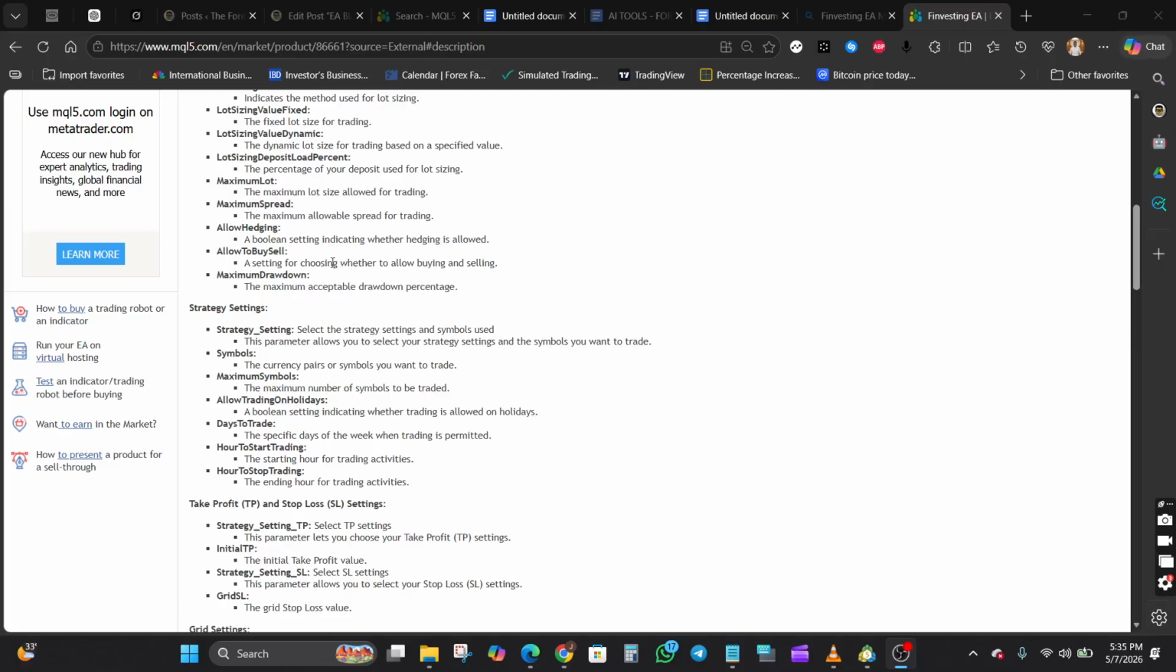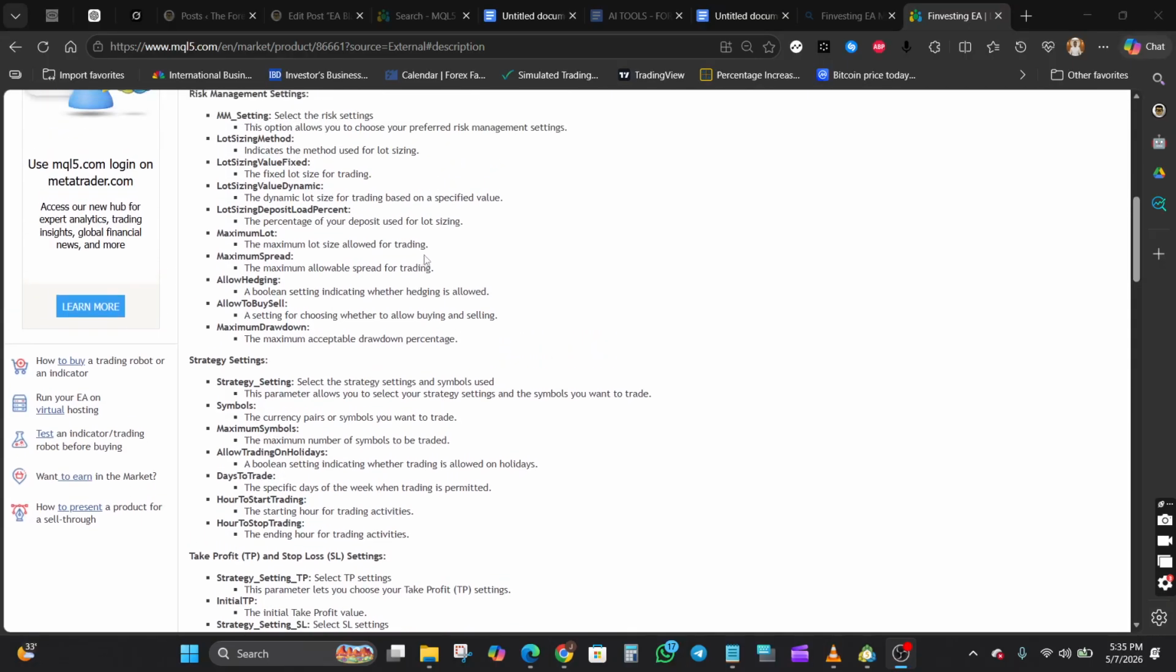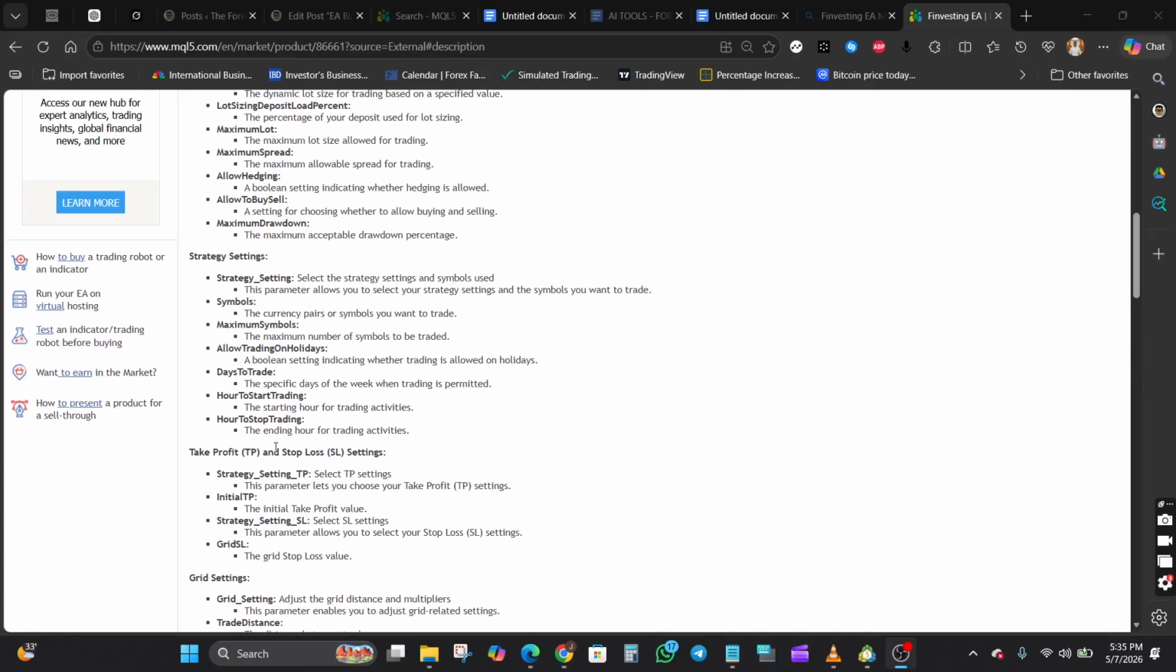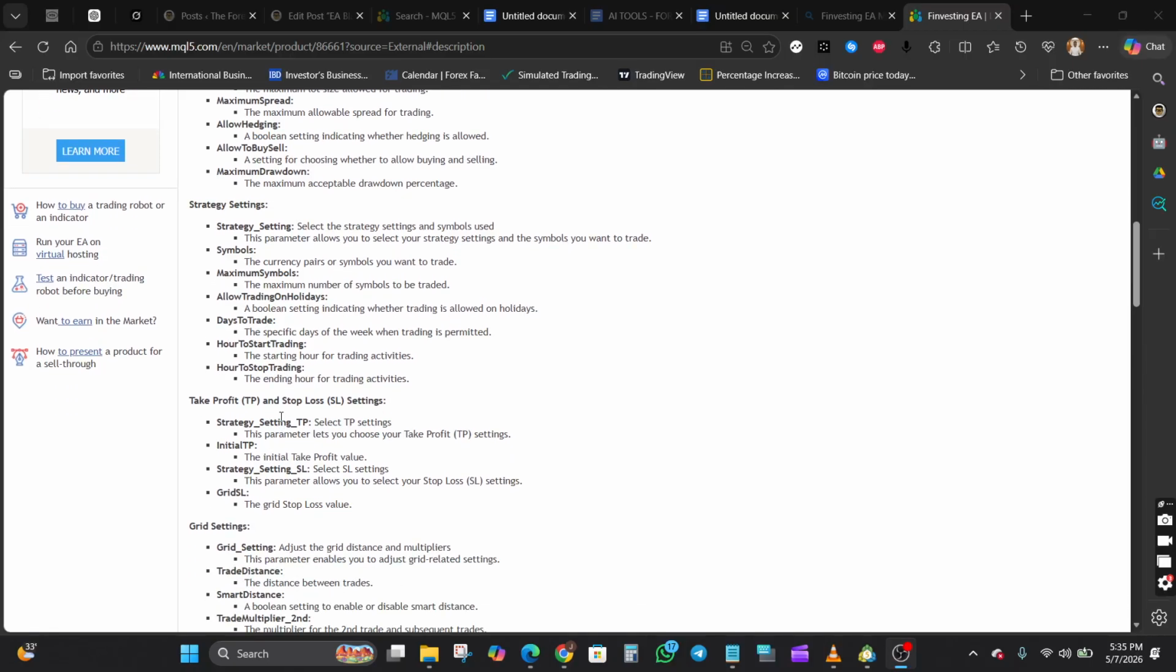Another major feature here is the scheduling system. The EA allows traders to define trading days and trading hours, okay? It usually means that the strategy performs better during specific sessions or volatility windows. That's something important to pay attention to because session filtering often reveals a lot about how the strategy actually works. For example, some systems rely on London volatility, some prefer Asian session ranging conditions, while others avoid overlap periods completely.